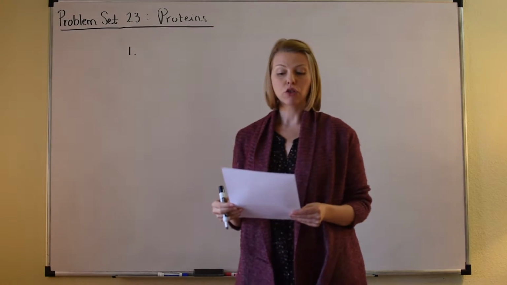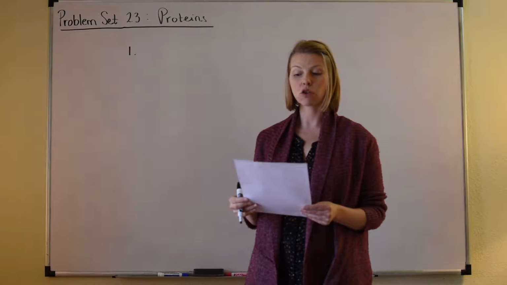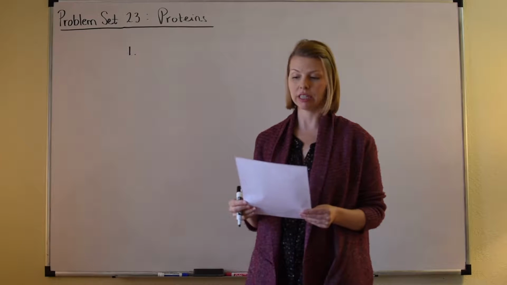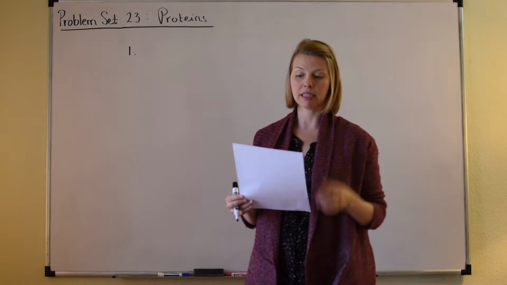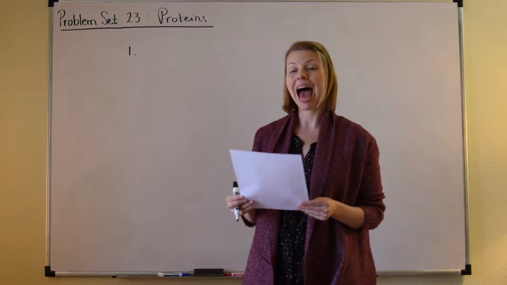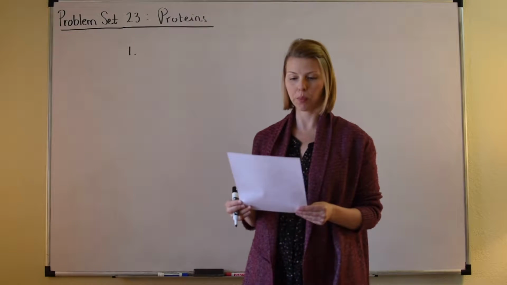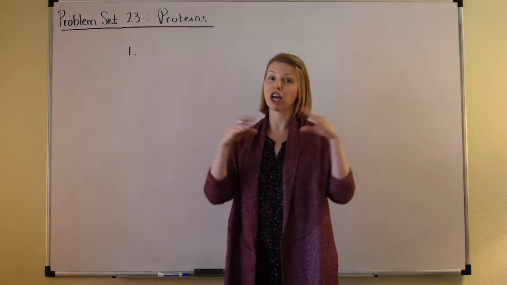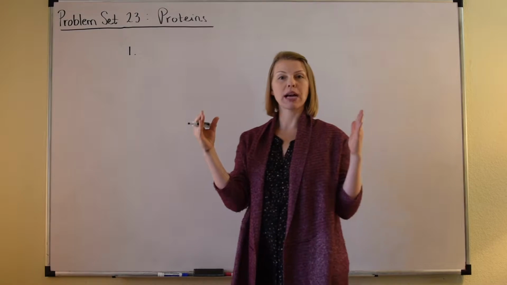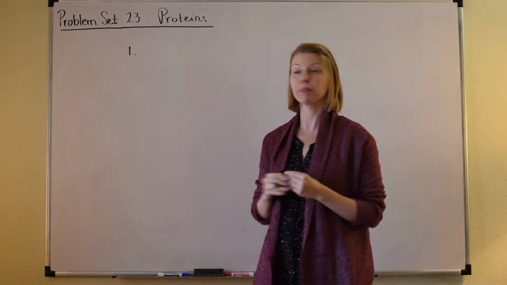Given that the side group of alanine is CH3 and the side group of glycine is hydrogen, write out a reaction to show these two amino acids forming the dipeptide alanyl glycine, and then complete A through C below. All right, so you need to be able to draw the general structure of the amino acid on your own, and then the side groups are given in the problem.